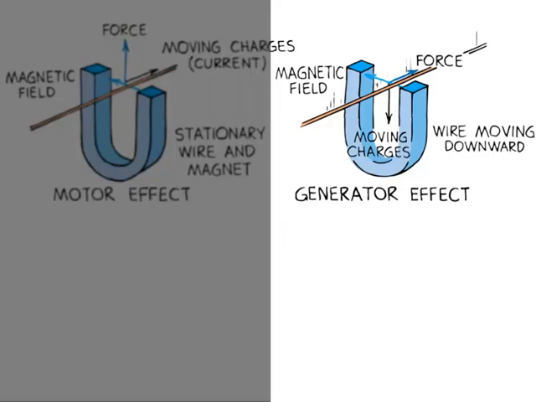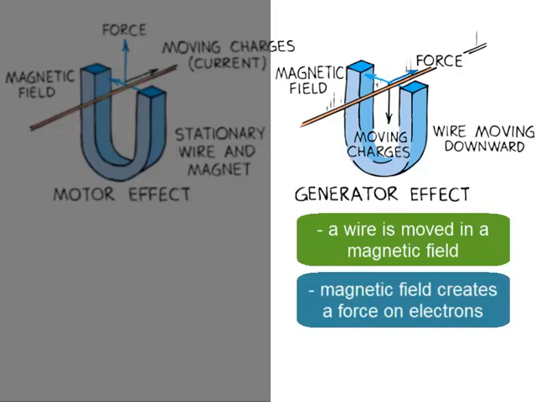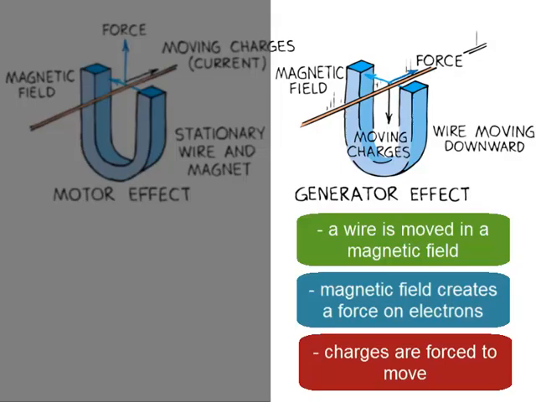In the generator effect, a wire with no current is moved downward through a magnetic field. The electrons in this wire experience a force perpendicular to their motion, which is along the wire. A current begins to flow.